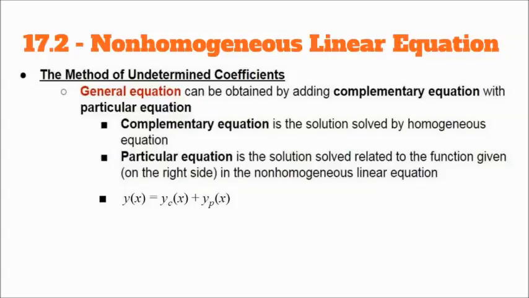Now, to do this, you find the general solution, and you get it by adding the complementary solution and the particular solution. Now, the complementary solution is the solution solved from the homogeneous equation, and the particular solution is the one solved from the non-homogeneous linear equation.